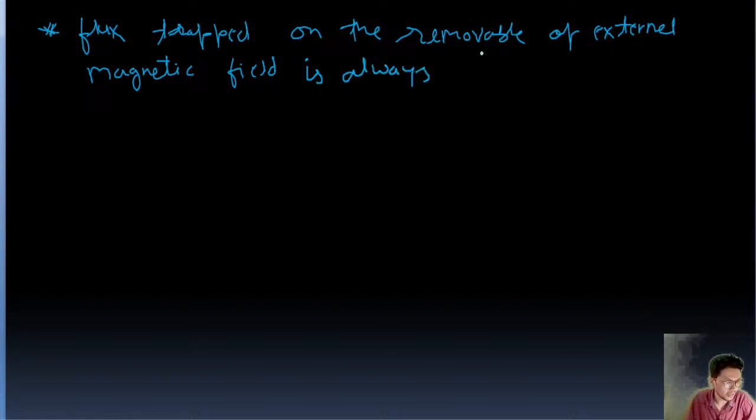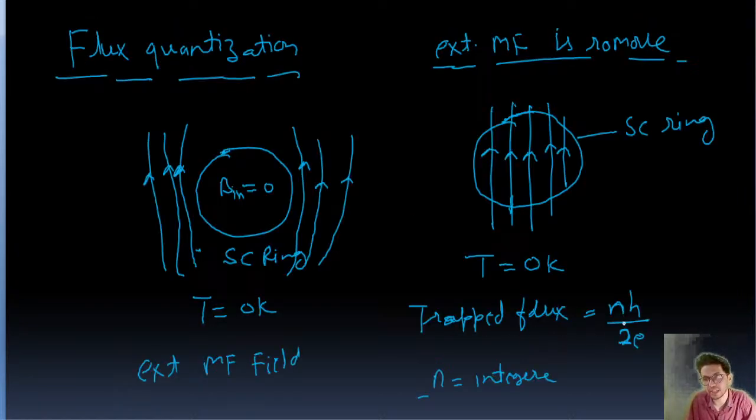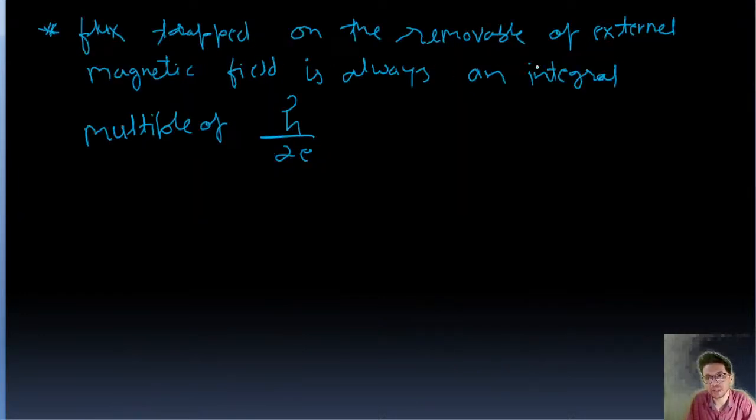An important point, guys: it is always an integral multiple of h upon 2e, right? So here I have shown you this one. The trapped flux is nh upon 2e, where n is the integer, right? So that's why the flux trapped on the removal of external magnetic field is always an integral multiple of h upon 2e, where n is an integer.